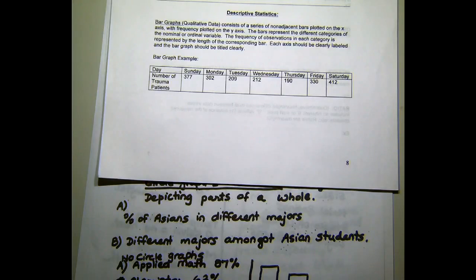What do you think? And would a bar graph be applicable to this data? Interval? No. Is it numerical data? That's what you have to ask yourself. Is it quantitative or is it qualitative data? Number of trauma patients by day. Would a bar graph be appropriate? Is this data numbers or is this data days?